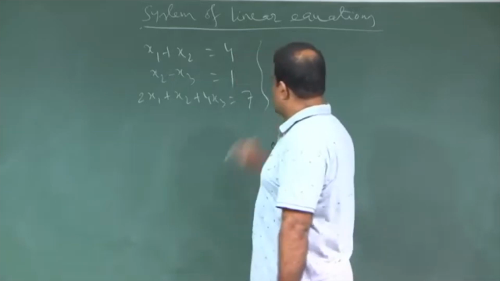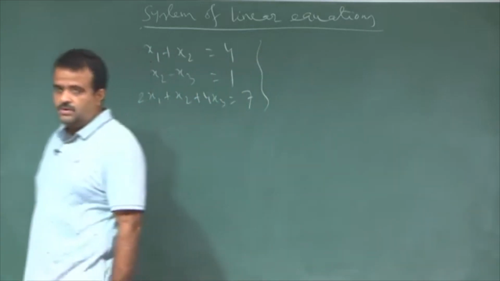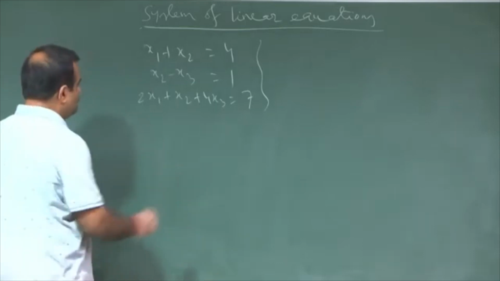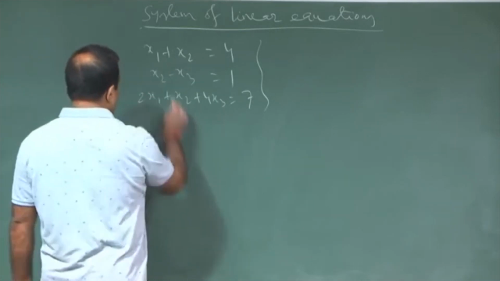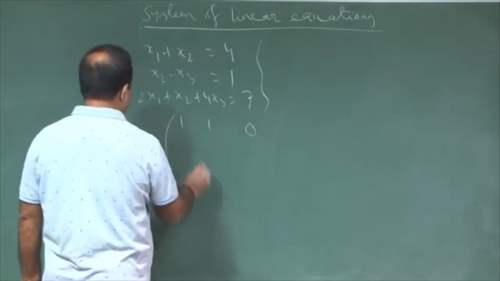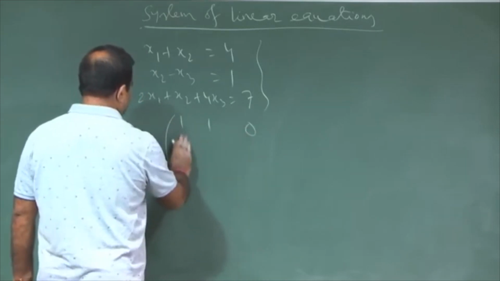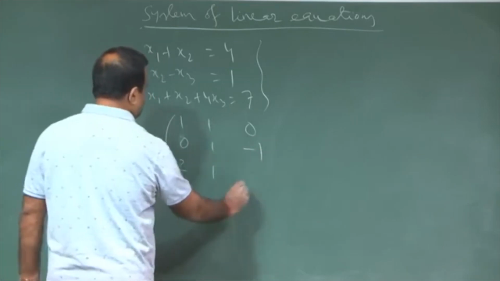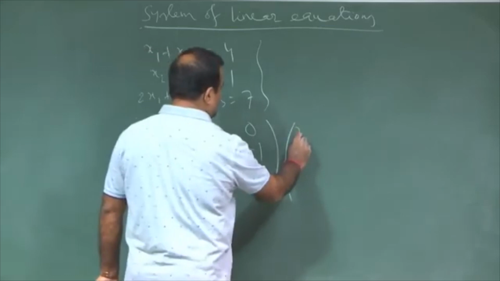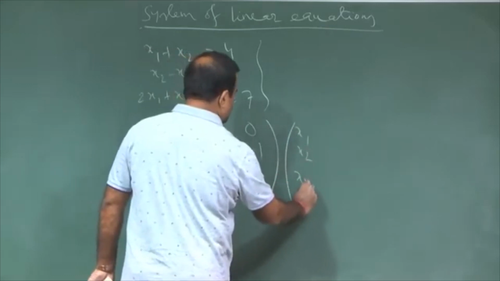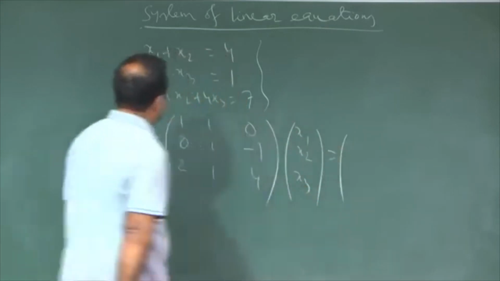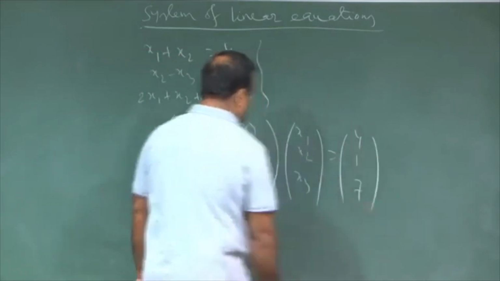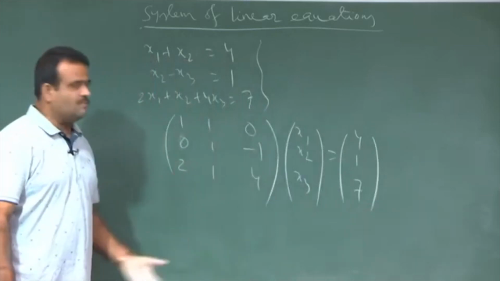So, suppose we have this system of equations. Now, the question is how we can solve this. We want to write this system in a matrix form. How to write it in a matrix form? You can just write [1 1 0; 0 1 -1; 2 1 4] times [x1 x2 x3] is equal to [4 1 7]. We can write any system of equations in matrix form like this.